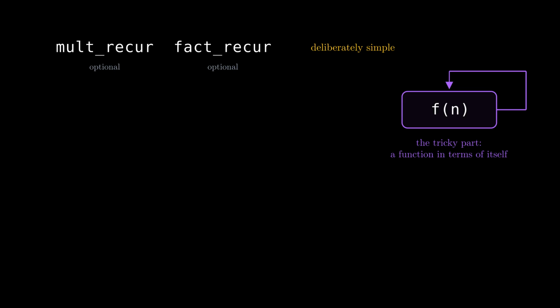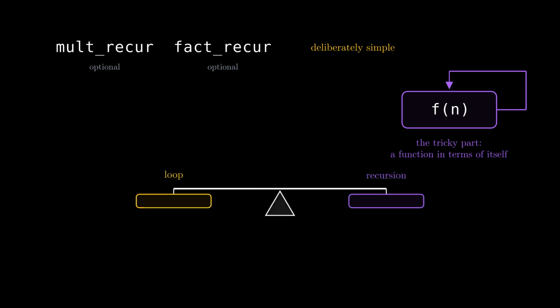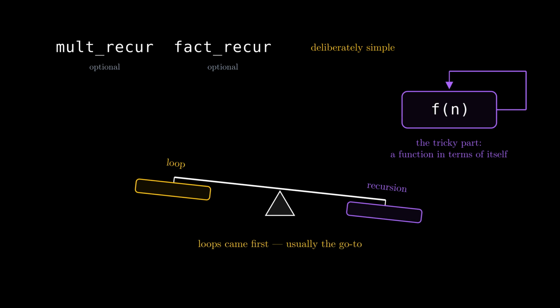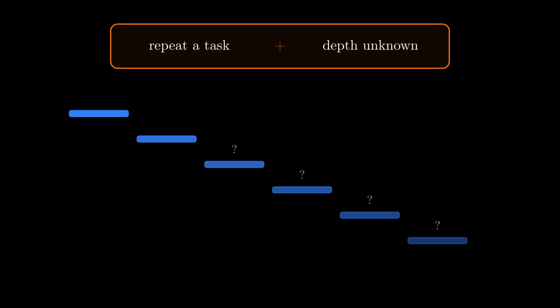A great deal of code does not. Depending on how you think, either version may feel more intuitive. And since loops came first, they are usually the go-to. But one signal marks a problem as naturally recursive. You must repeat a task and you do not know in advance how deep you will need to go. Recursion keeps calling itself until it hits the base case, and you never reason about the depth.